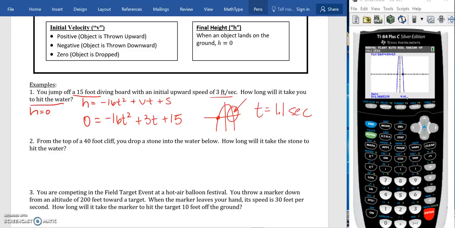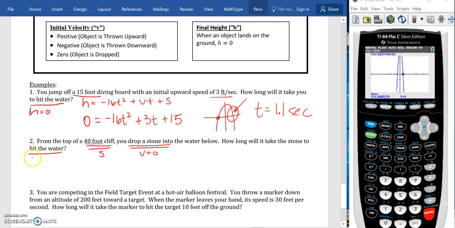So let's try again. This time we're going to go from the top of a 40-foot cliff. We're going to drop a stone into the water below. How long will it take the stone to hit the water? Well, similar problem. Okay, 40 feet, that's where we start. That would be our s. This time we drop a stone. Dropping a stone means that the velocity is 0. And how long will it take to hit the water?